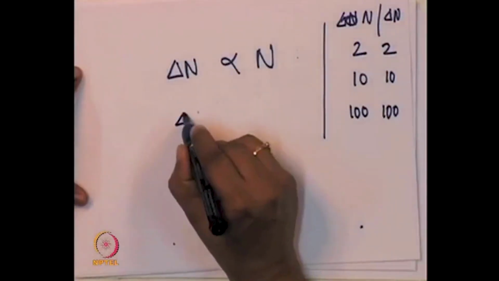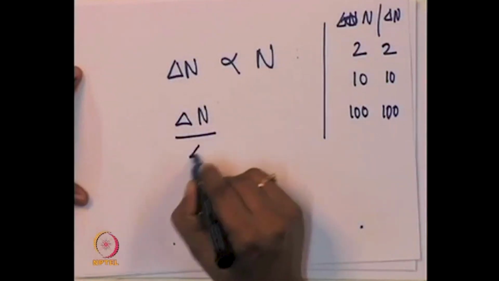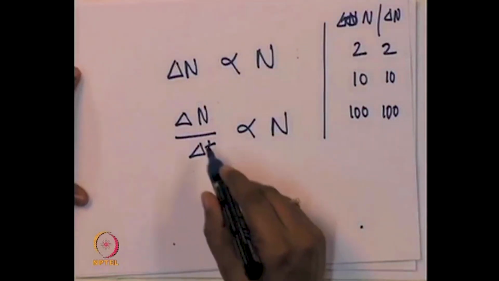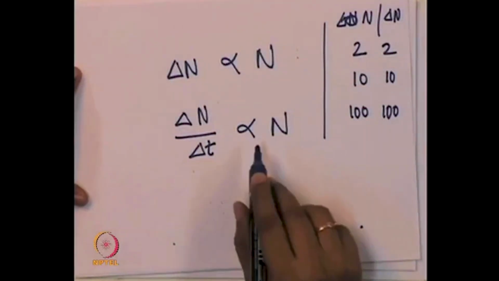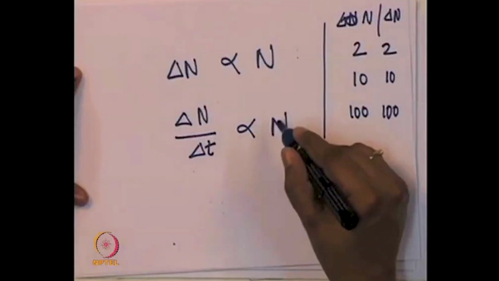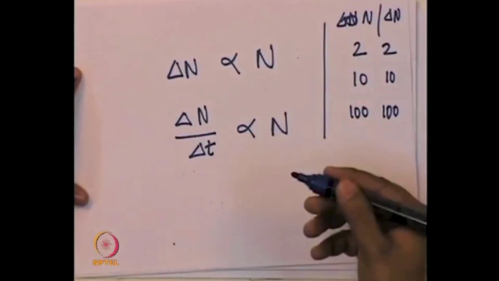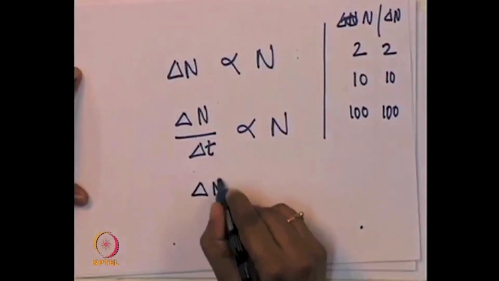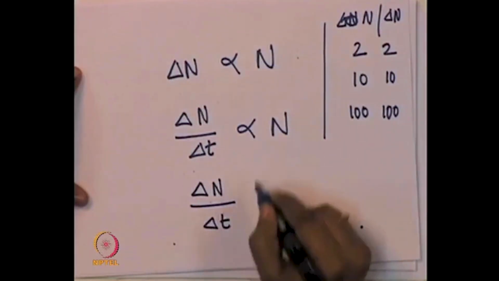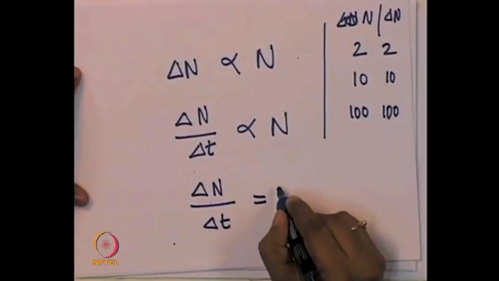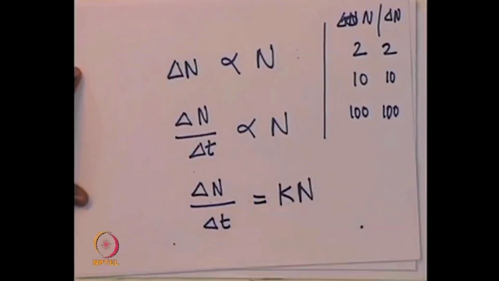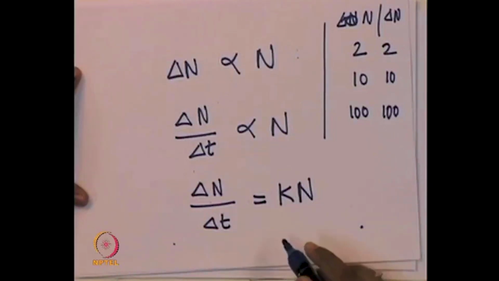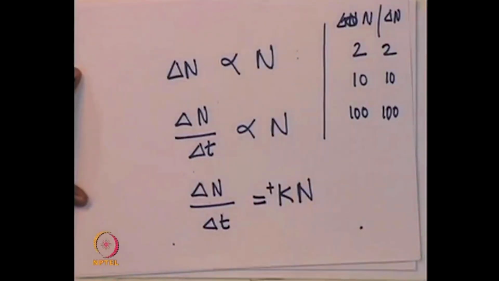In other words, the change in number when the time changes increases with time. In 20 minutes, in a given time delta t, they increase proportional to n. If there are more of them, they will increase more. So, this proportionality constant can be changed to equal to by adding a constant k. So, you can write delta n by delta t is kn. Now, you have to say this is a plus sign here because this is an increase.